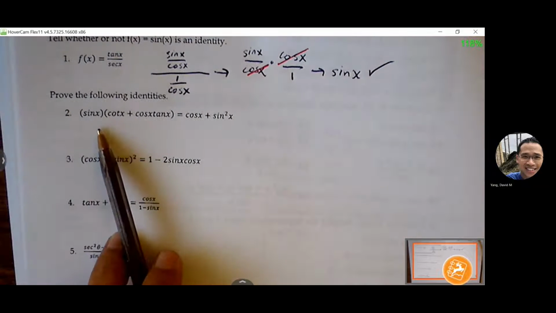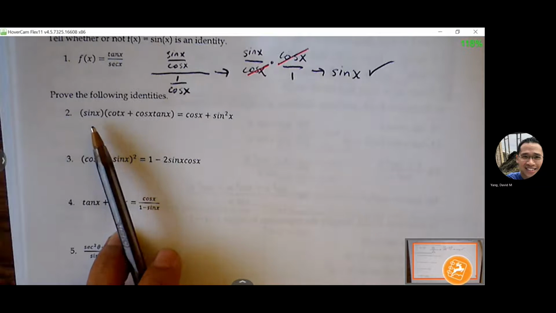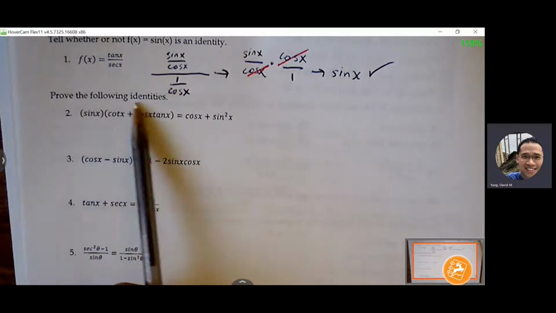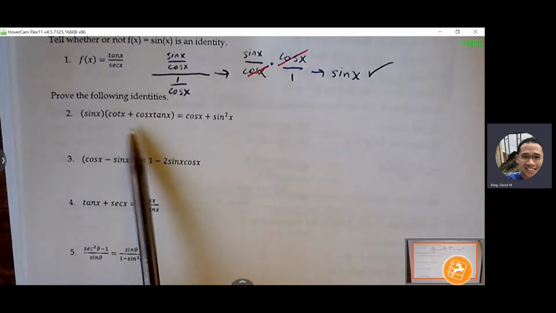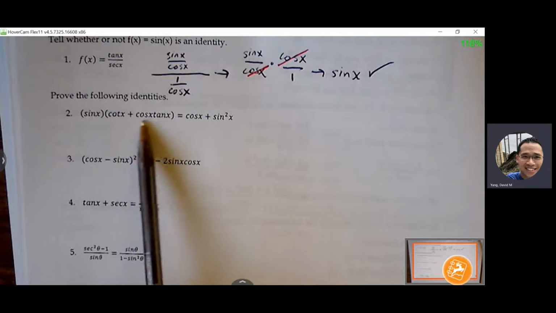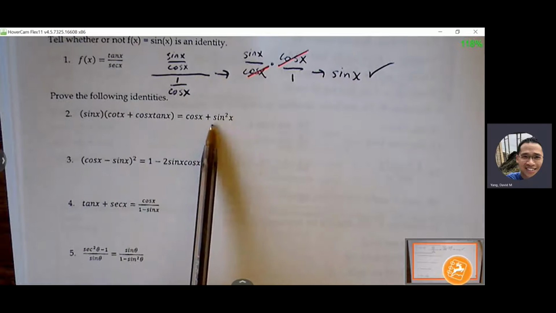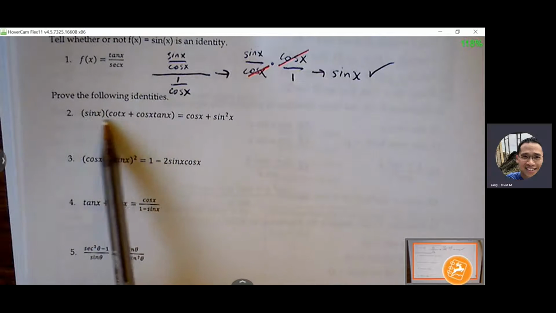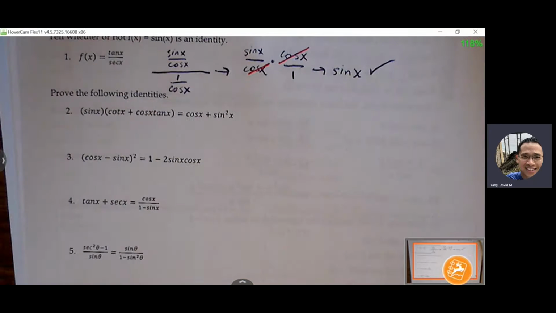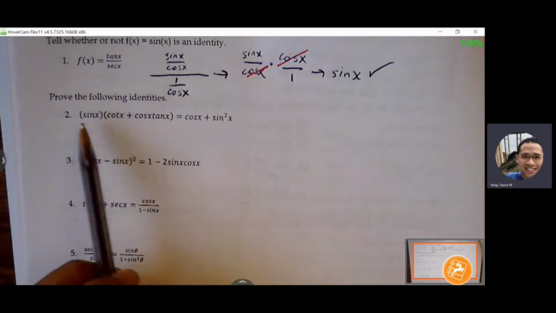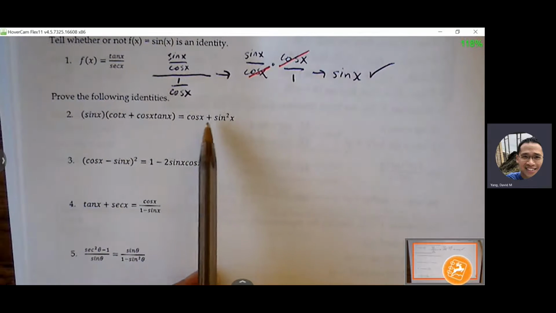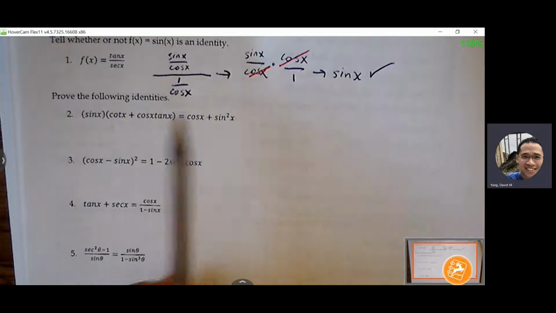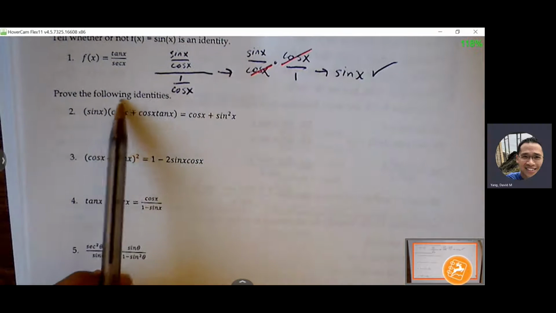So for number 2, we're going to practice starting on the left side. I'm going to try to get that left side to hopefully clean up and eventually turn into the right side. So the first thing I see is, well, I'm going to start getting rid of some parentheses and seeing if I can distribute that sine through. But actually, before I distribute that sine through, I'm looking at my goal. Goal is sine. So why don't we start converting different pieces?